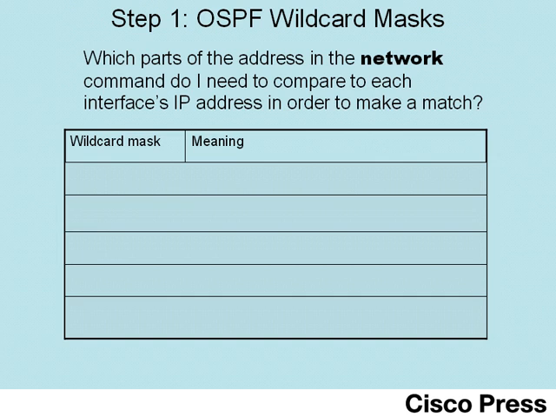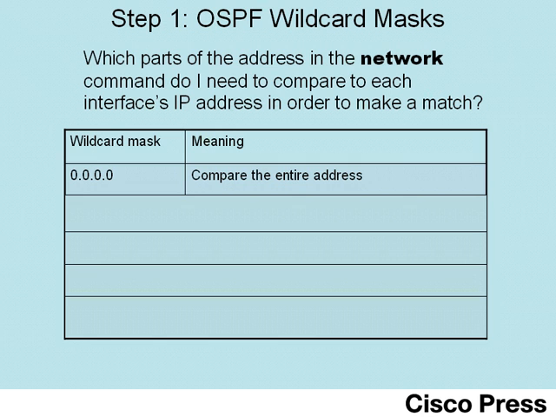Picking a good wildcard mask to use in the OSPF network command can be one of the most challenging things to configure in OSPF. The wildcard mask determines which parts of the address in the network command the router needs to compare to each interface IP address in order to match that interface. Now, wildcard masks are shown in dotted decimal format, so let's take a look at a couple of examples. First of all, a wildcard mask of all zeros tells the router it must compare all 4 octets of the address in the network command to each interface address. In other words, the interface IP address must exactly match the address in the network command.